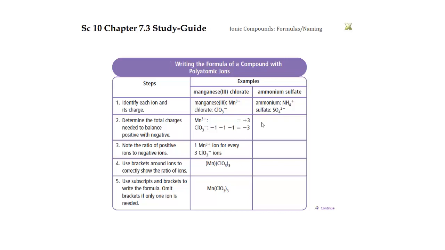So in this case, we're going to determine the total charges needed to balance positive with negative. Ammonium, it looks like our only option is to say, okay, well, sulfate is -2. How many ammoniums am I going to need to balance that -2? I'm going to need 2 ammoniums because each one is +1. So 2 ammonium ions for every 1 sulfate ion. Then you got the brackets step. In this case, you're going to maybe keep the brackets or maybe not. You're going to need 2 ammoniums, but you only need 1 sulfate. So you end up dropping that bracket and you have ammonium sulfate.